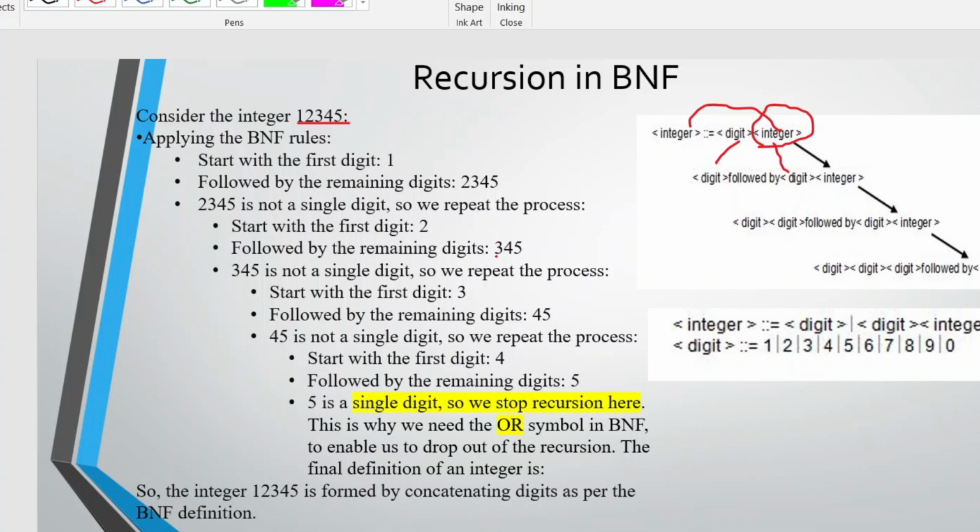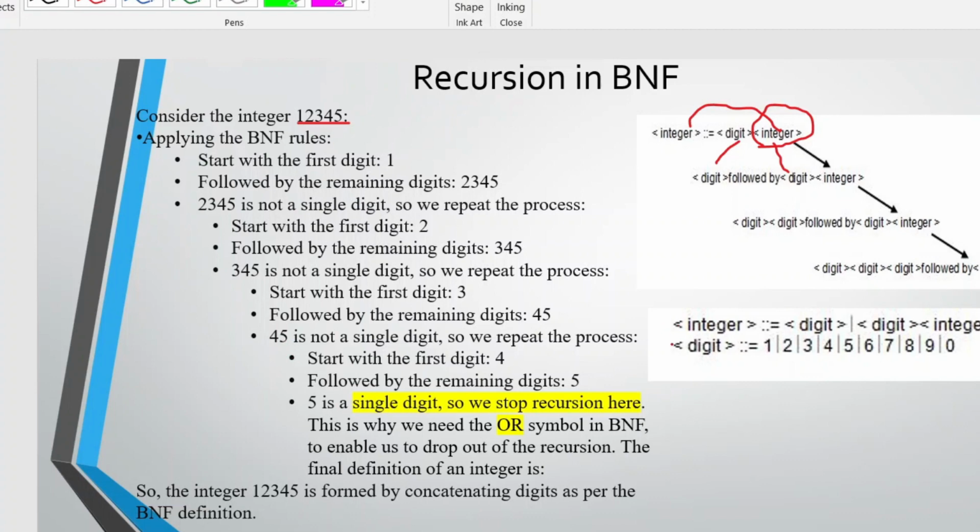Then you can follow the next three digits 3, 4 and 5. Now 3, 4, 5 is not a single digit, so we repeat the process. We will start with the first digit 3, and the rest we are left with is 45. Now see, 45 is also not a single digit, so we repeat the process. Start with the 4, it is taken as the first digit and then followed by the remaining 5. Now when we reach the 5, 5 is left out. There is no other digit after 5, so we can say 5 is a single digit here. So we stop recursion here.